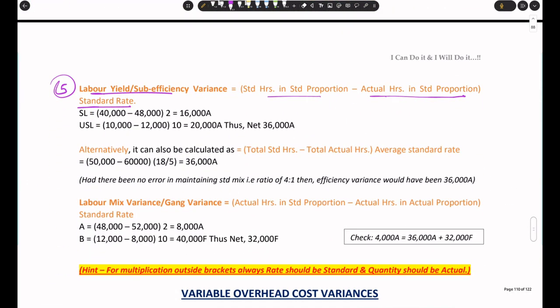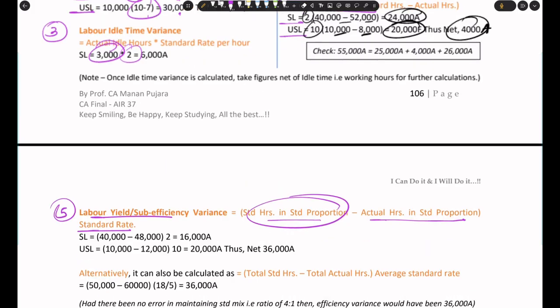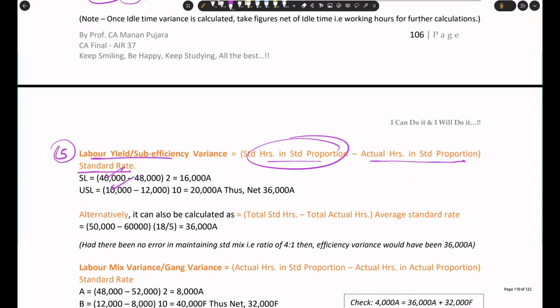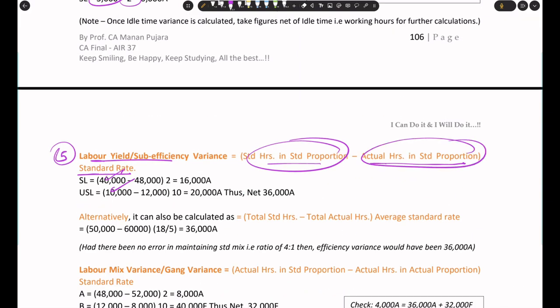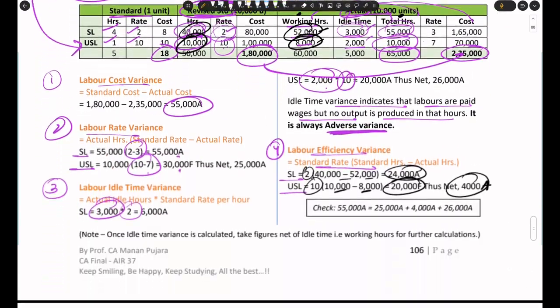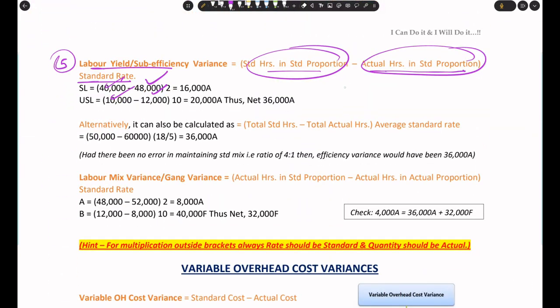So here, the standard hours and standard proportion are already given, that is 40,000 and 10,000. And actual hours in standard proportion that we calculated are 48,000 and 12,000. This is not given in the table. We have just calculated the 60,000 in the proportion of 4:1.